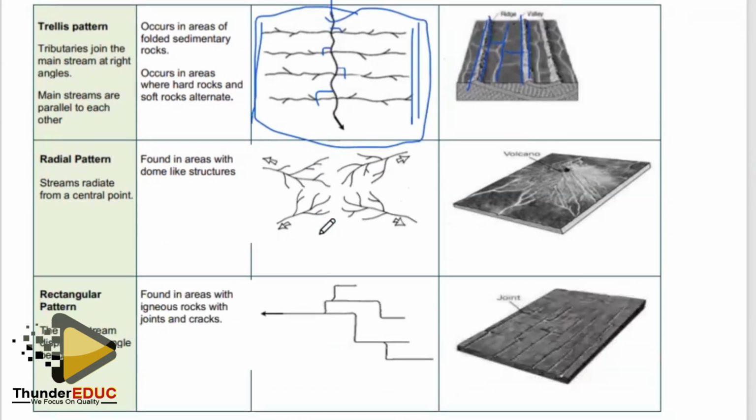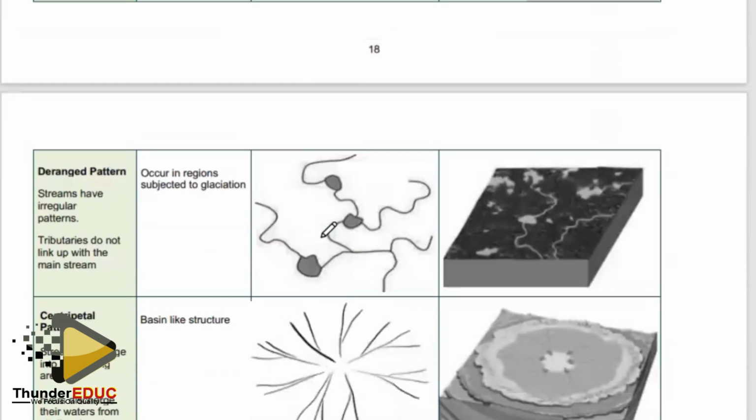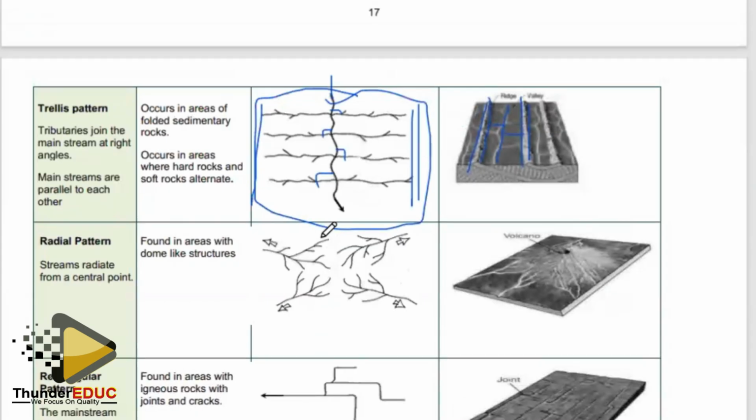I'll move on to radial. I also want you to note the difference here before we have a confusion. When we're talking of radial, we are saying the streams are starting from a common area which is high-lying and they are going towards different directions, radiating, coming from one central point, but moving into different directions.